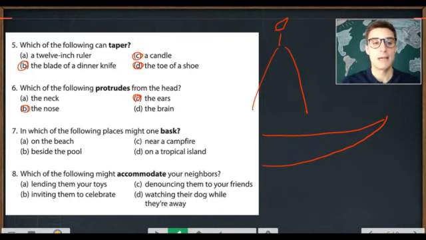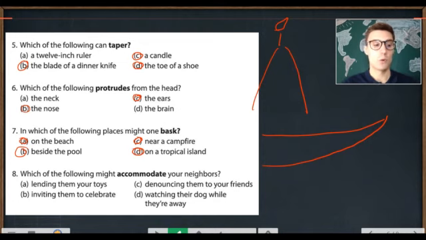Number 7. In which of the following places might one bask? A, on the beach. B, beside the pool. C, near a campfire. D, on a tropical island. Bask means relax in the sun. A, on the beach, definitely. B, beside the pool, so next to the pool. C, near a campfire, you can bask in the heat, right? And D, on a tropical island like Hawaii. It's nice and hot, you can bask in the sun on the beach.